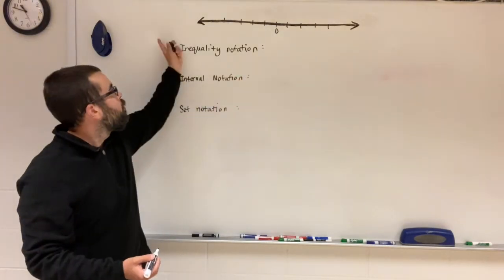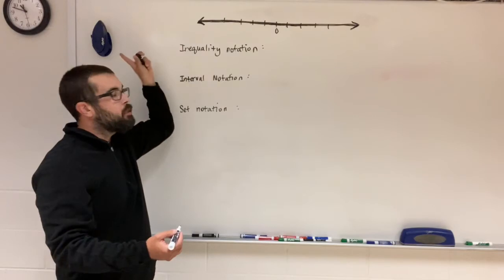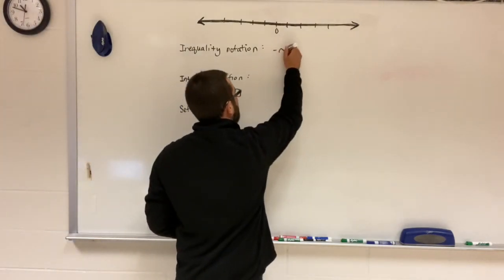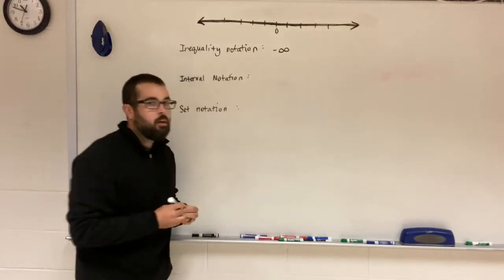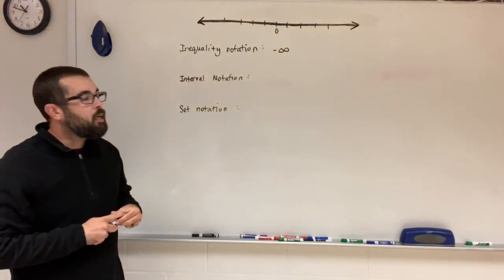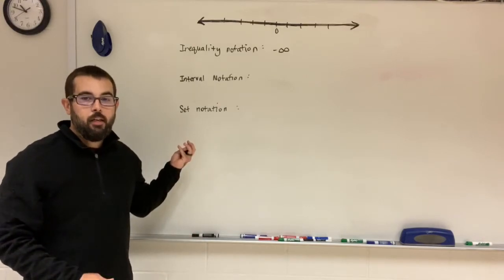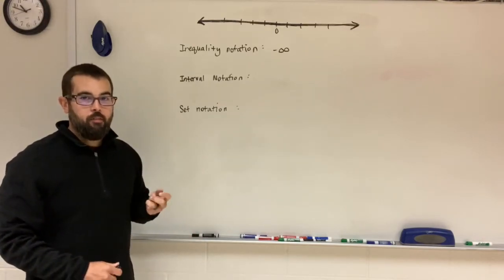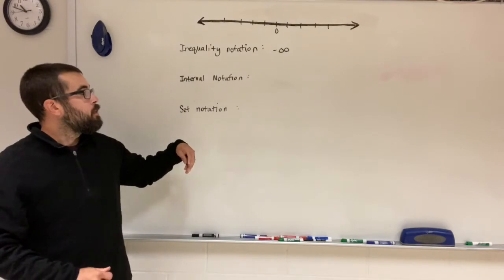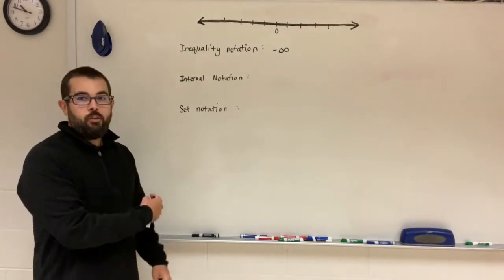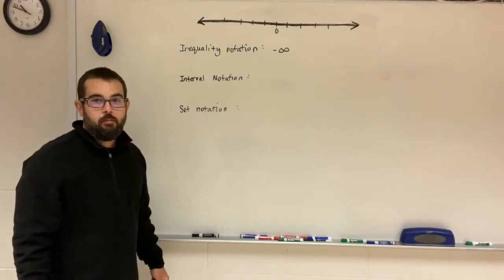Okay, so in inequality notation, we always start from the left and then go right. So what's the number furthest to the left? We call that number negative infinity. Now, is negative infinity actually a number? Can you actually get to negative infinity? The answer is no. Negative infinity is not really a number. It just signifies as far as you could go on the number line to the left.